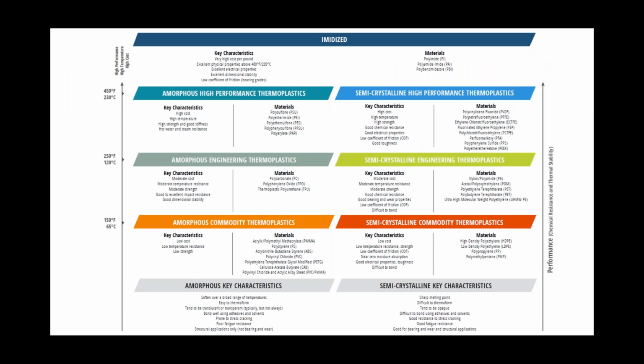So first, I'd like to discuss the margins. You can see that on the left-hand side and the right-hand side, we have arrows. Those arrows are going up, and you can see that as we go from commodity to engineering to performance thermoplastics, we're going to see an increase in things like thermal resistance, performance, chemical resistance, and other physical properties. Now, this is a general rule of thumb. However, it does typically hold true as you go up and go from commodity to engineering to high performance thermoplastics.